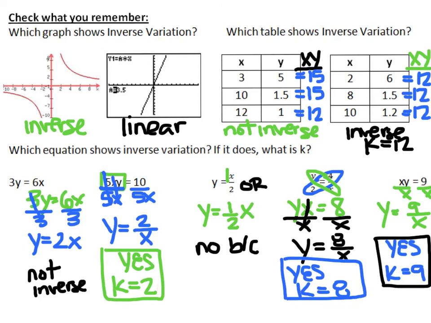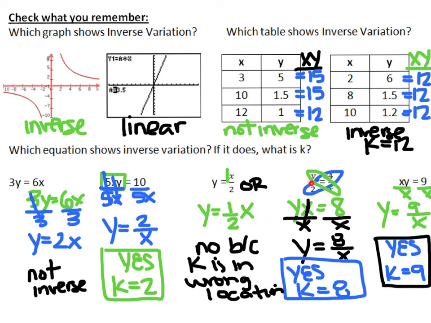Now the next one is kind of flip-flopped, right? y equals x divided by 2, which automatically is no, because the k value is in the wrong spot, or in the wrong location. Okay? So notice I actually took the time to rewrite it. I put a 1 in front of that x, and it actually is y equals 1/2 x. So that clearly shows you that that's not inverse.